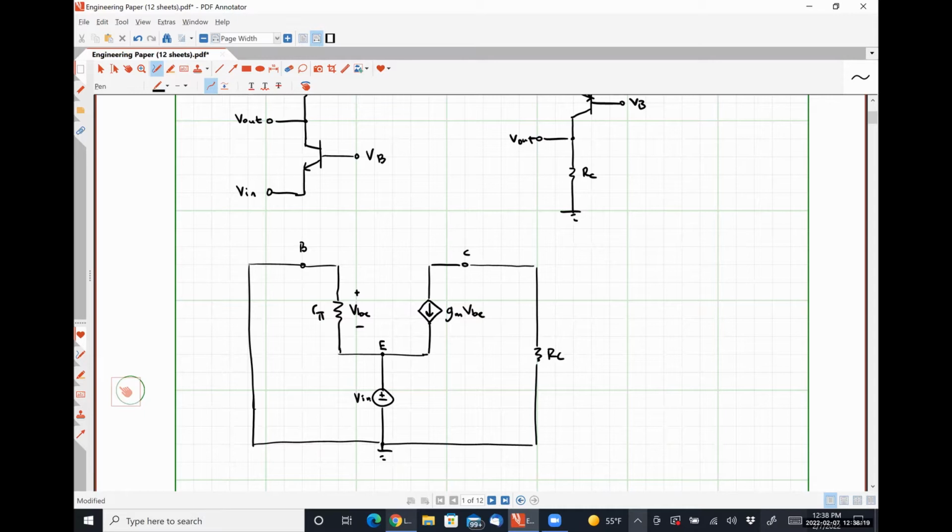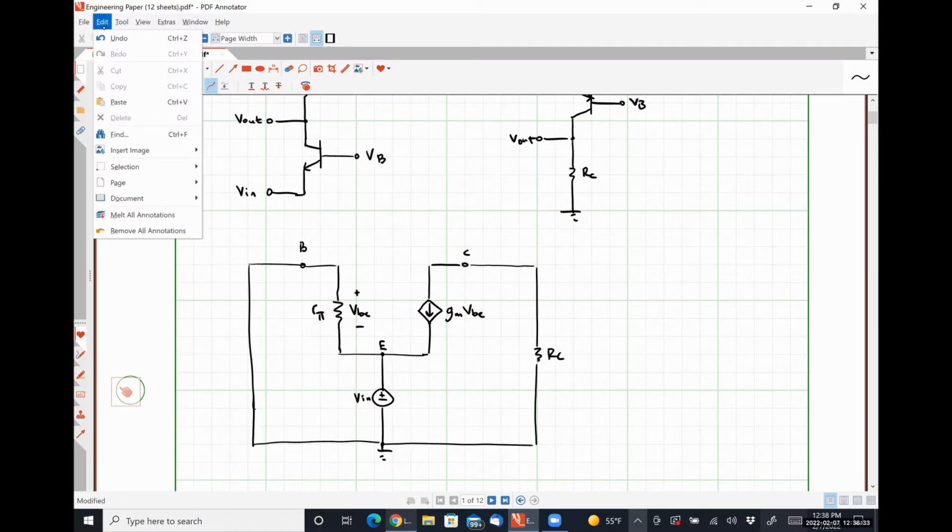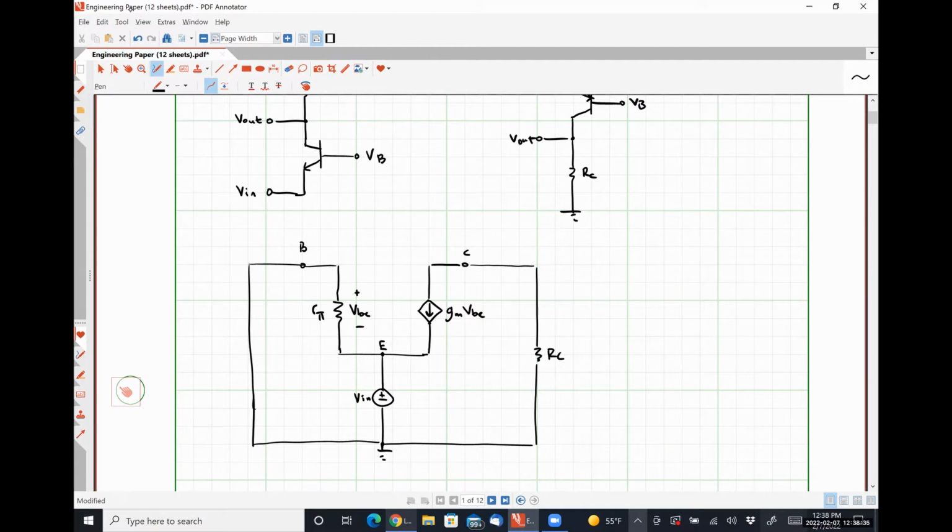Okay. So let's take this and analyze it to determine the input resistance, output resistance, and voltage gain, which is what we're going to do for literally every one of these over and over and over again. Okay. So I'm just going to make a copy of this.